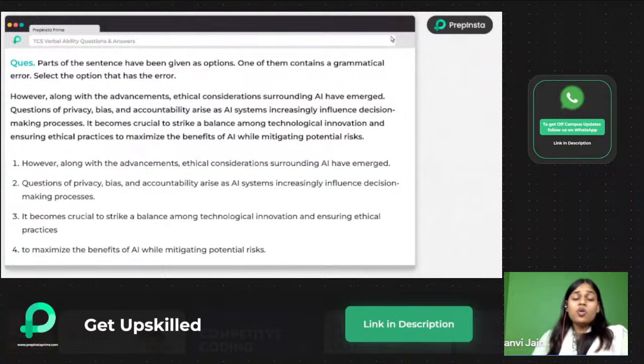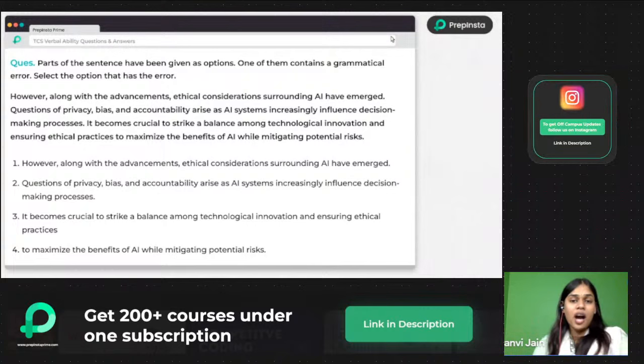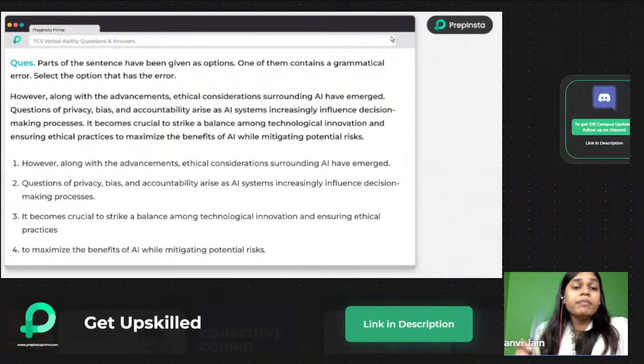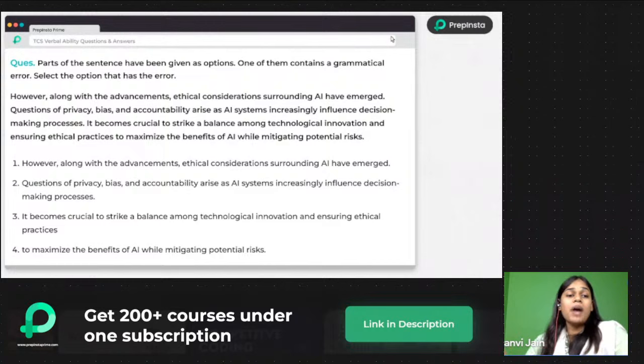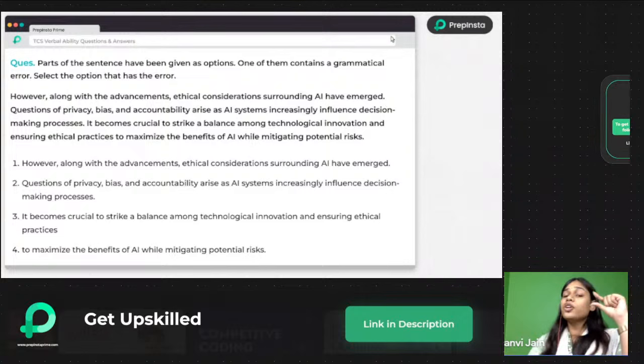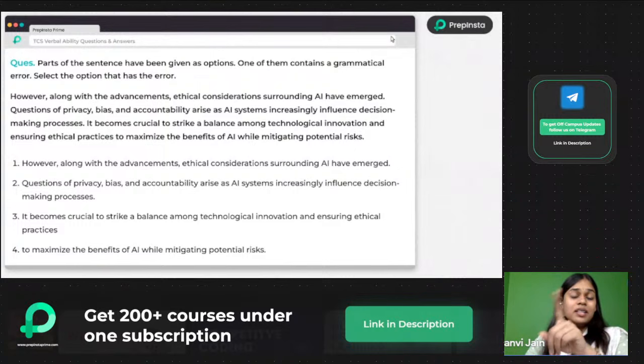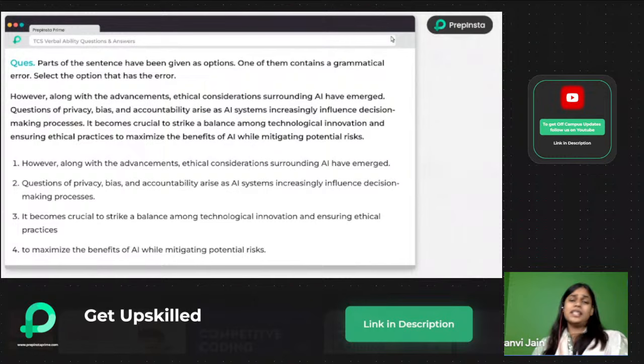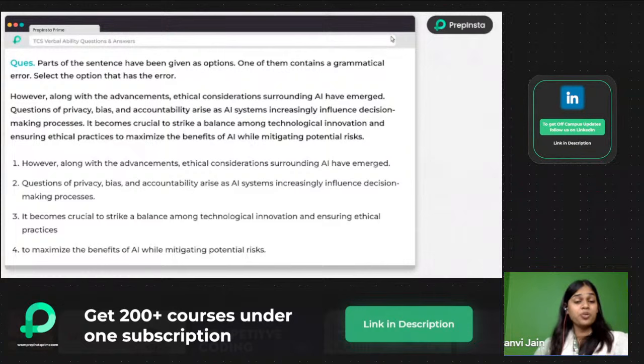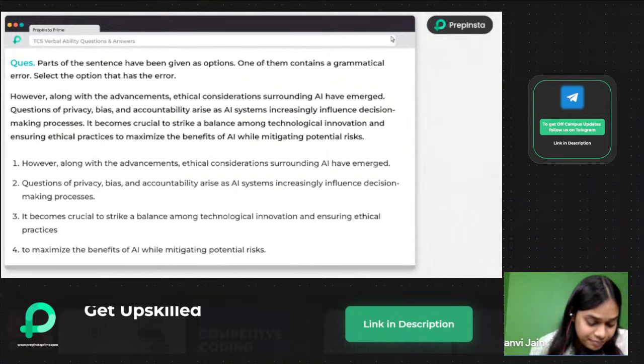Okay, so let's do one thing. We are going to just answer this question last, and then we are going to end our session. What you're going to do is, parts of the sentence have been given as options. One of them contains a grammatical error. Select the option that has the error. We have a huge passage, and there are 3 sentences which are grammatically correct and 1 sentence which is grammatically incorrect. So we have to look for that one single sentence. I'm going to give you just 10 seconds to answer this, and then we'll start off with the solution here.